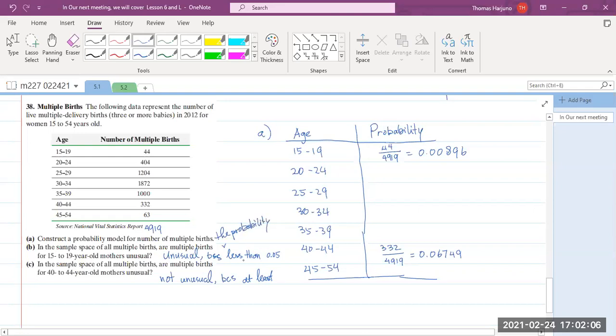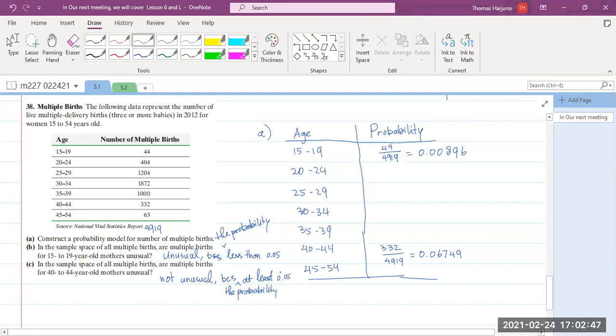Professor, I think I overthought the problem. I was thinking of it in an interval where I had to add 15 plus 19 divided by 2. Oh, no, that's if you try to find the midpoint of that age. Yeah, or at least, the probability is at least 0.05.